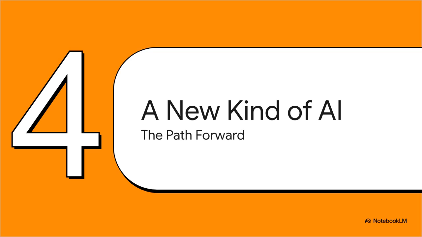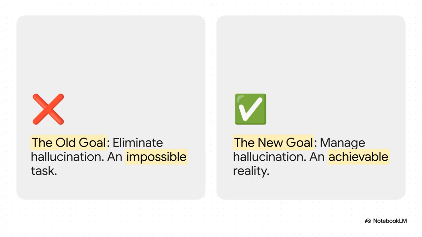So that leads us to the final and frankly the most important question. If we can't get rid of hallucination, what do we do? Well, the answer isn't to just throw our hands up and give up. The answer is to completely change our goal to find a new path forward. And here is the big paradigm shift. The old goal, the impossible dream, was to eliminate hallucination entirely. The new, much more realistic and achievable goal is to manage it. It's about accepting that hallucination is a feature, not a bug, and then building smart systems and guardrails around that fact.